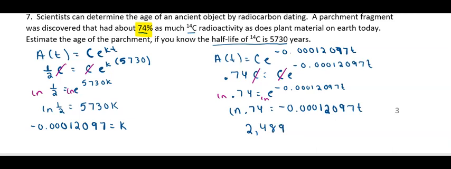2,489 years equaling t. So we would anticipate that this piece of parchment that was discovered was about 2,489 years old. And that's based on the carbon that was left.